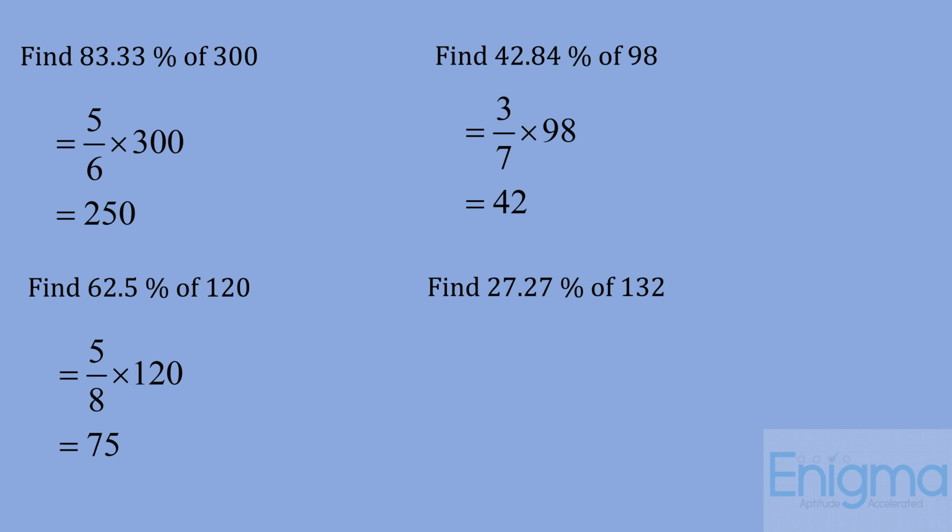Find 27.27% of 132. Always remember, whenever the number before the decimal and after the decimal is the same, the denominator is 11. So here 27.27% can be replaced by 3 by 11 and we get the answer as 36.